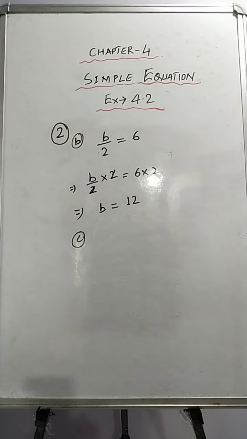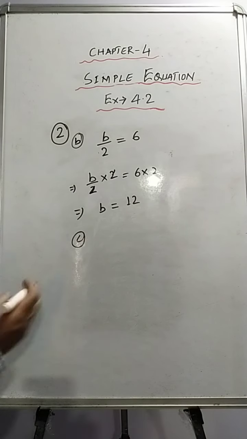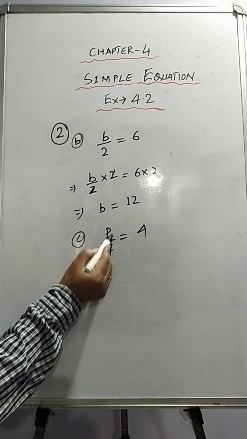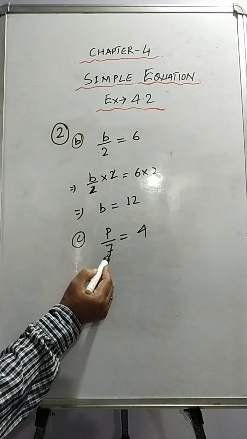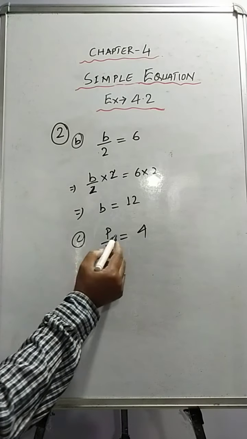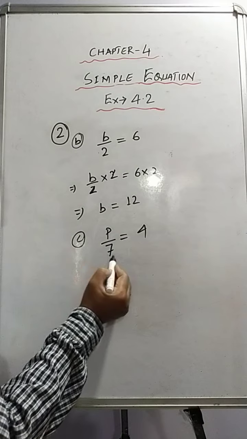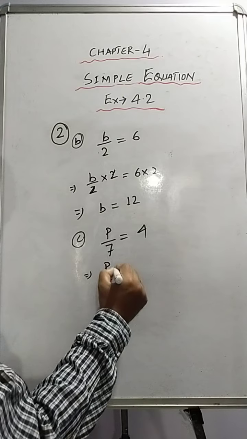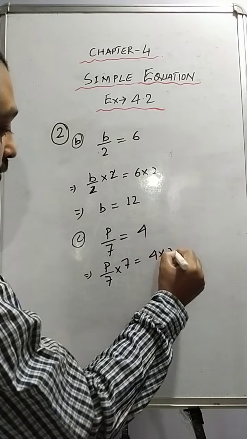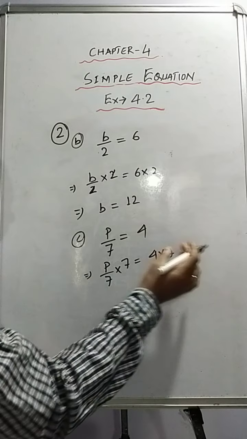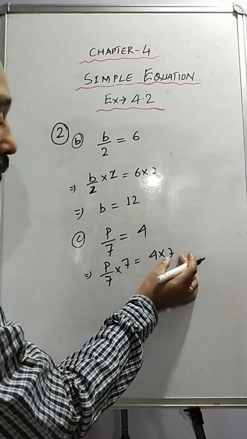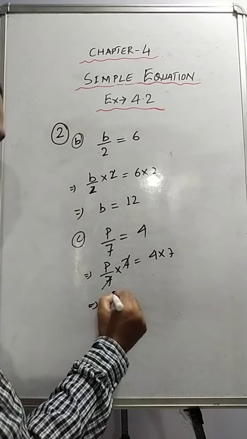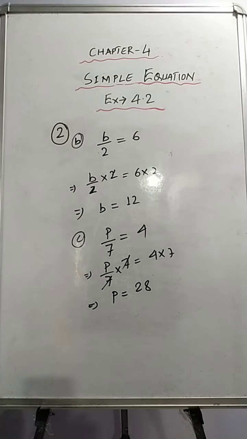Now let's do sum number C. In sum number C we have P by 7 is equals to 4. This time the variable is P and with P we have 7 which is in the division form. So how to remove this 7? Absolutely right. We have to multiply this whole term by 7 so that we can remove this 7, isn't it? So P by 7 into 7 would be equals to 4 into 7, because we have multiplied by 7 on the left hand side. The same thing we have to do on the right hand side also. We also multiply 7 with 4. Now remove this 7. So P would be equal to 4 7s are 28.